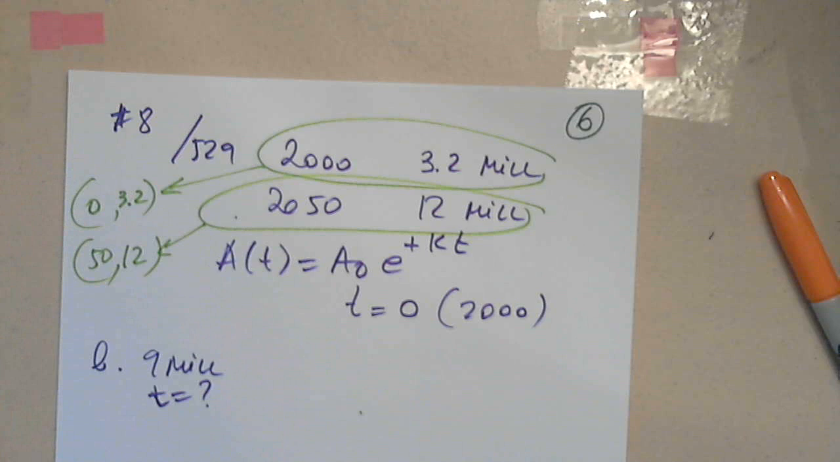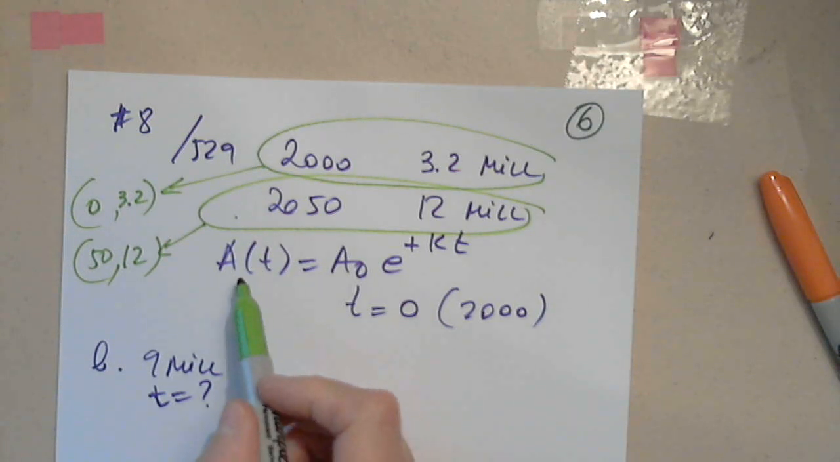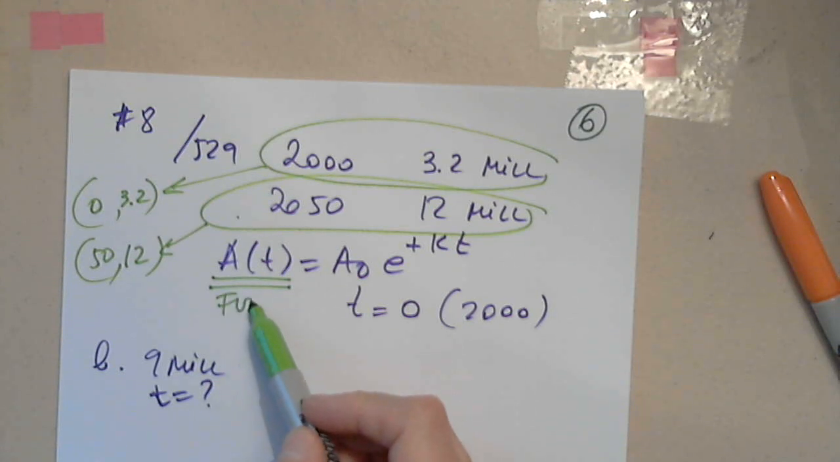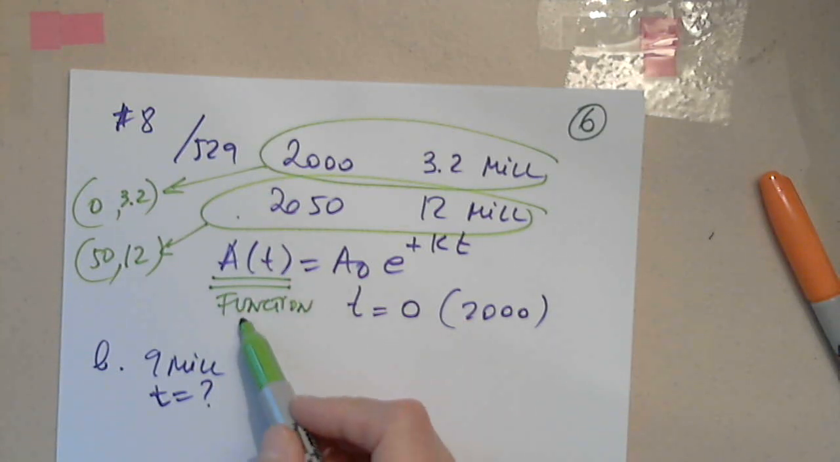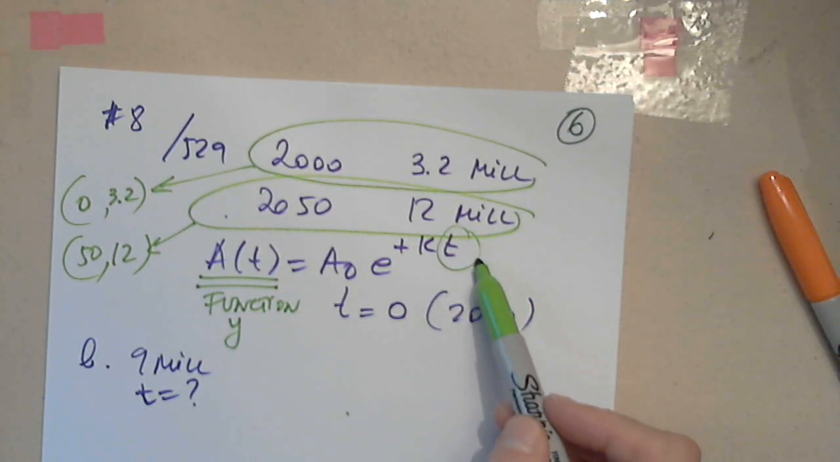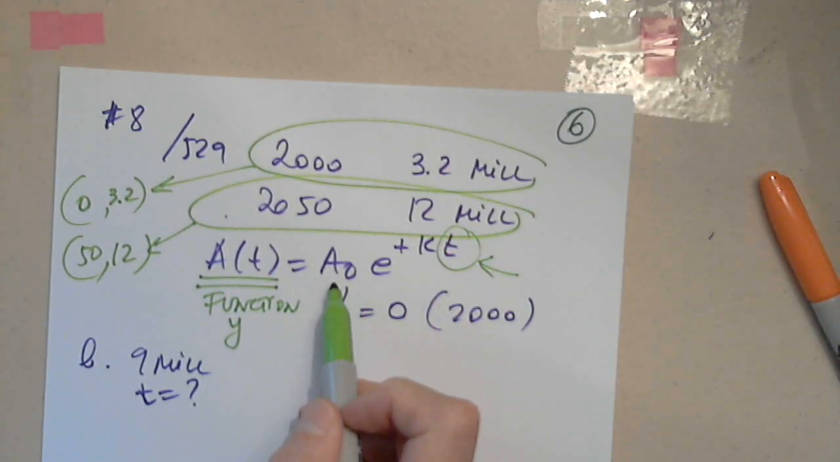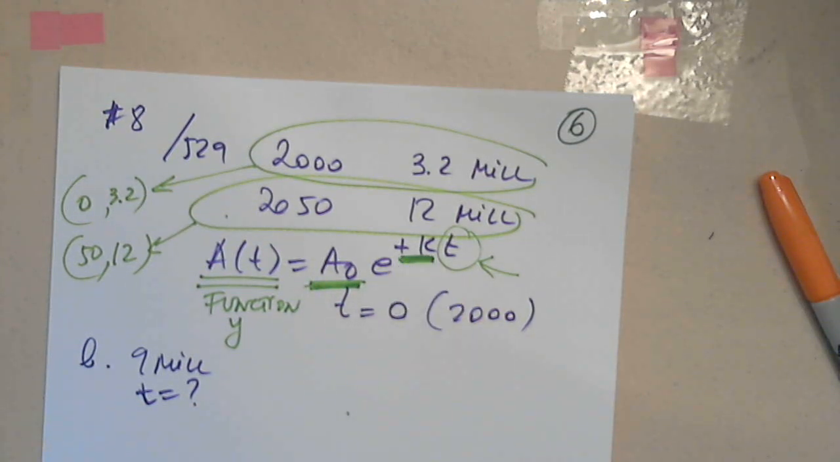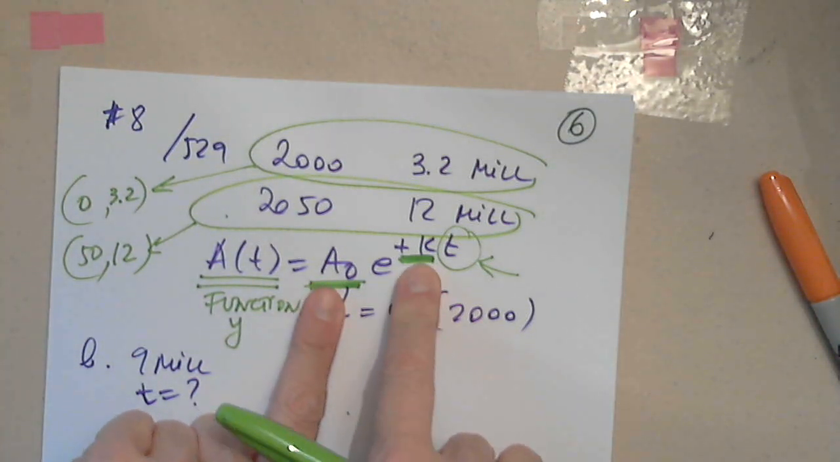From these two ordered pairs, what will I need to determine? This is the function, or y value. That will always be there. This is the x, or the independent variable. What I don't have is this, and I don't have this. I don't have the k, the growth rate, and I don't have the initial value. So these two ordered pairs will help us determine these two unknowns.